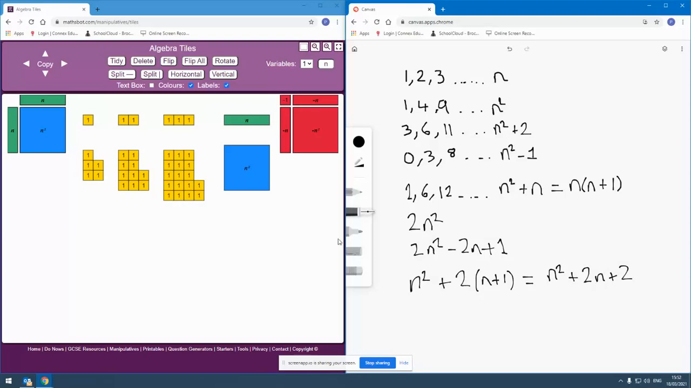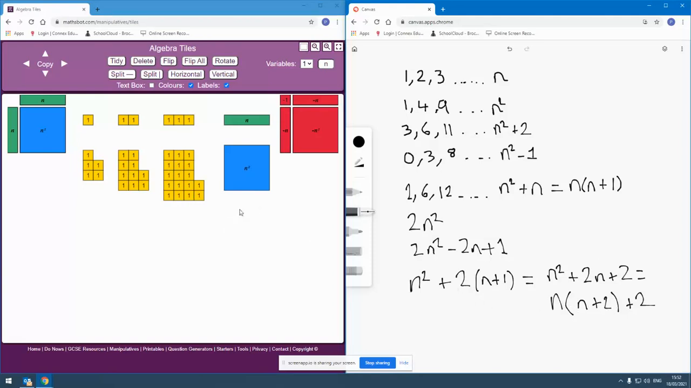Or what I might do is I might say, well, I can see a 1 by 3 with 2 more. And then I can see a 2 by 4 with 2 more. And then I can see a 3 by 5 with 2 more. So actually, as well as that, I can see an n by n plus 2 with 2 more. And again, we can look at that and see how all of these sort of expressions are equivalent, and both of these will expand to give this.